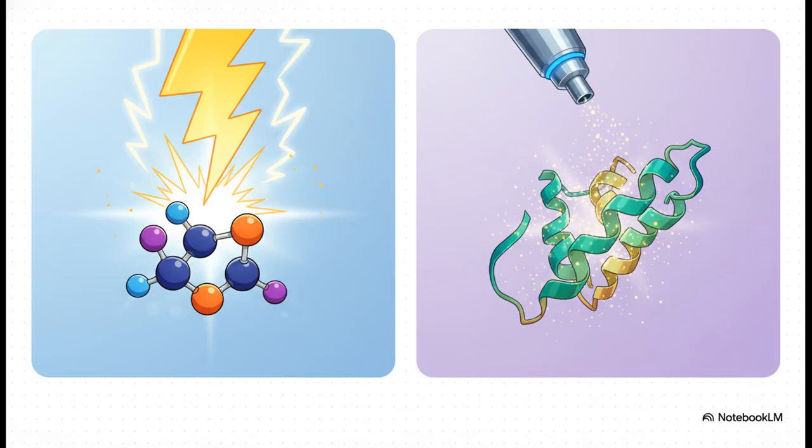But hold on. How do we actually get that electrical charge onto the molecule in the first place? Well, we use different methods to zap our samples into ions. If we're working with relatively small, sturdy molecules, we typically use electron ionization, or EI, which basically just bombards the sample with a harsh beam of electrons.